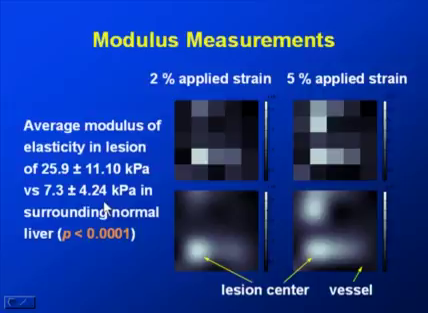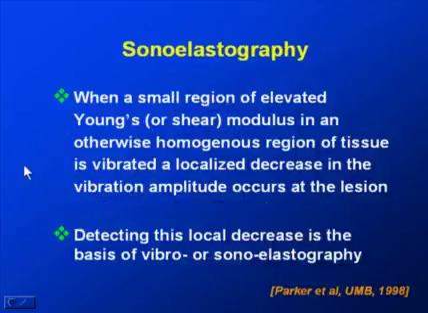and the stiffer lesion. Now, in sonoelastography, or vibro-elastography as it was called once, this is a technique that Kevin Parker and his group up in Rochester introduced to the world back in the late 90s. But the concept is that when a small region of elevated Young's modulus or shear modulus that's situated within an otherwise homogeneous tissue is vibrated, there is a decrease in the vibration amplitude at the lesion. So if you detect this local decrease, you should be able to form images or elastograms, but just based on a very different set of data.